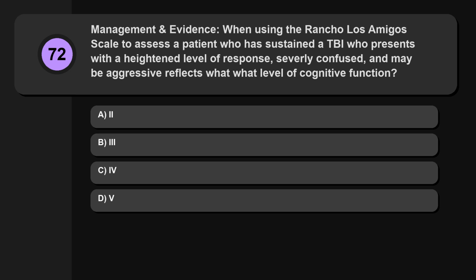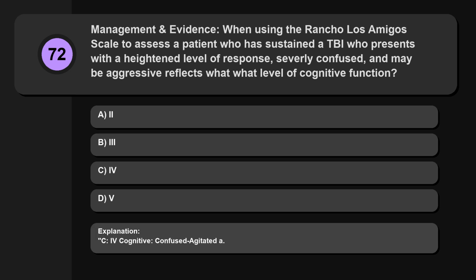Question 72. Management and evidence. When using the Rancho Los Amigos scale to assess a patient who has sustained a TBI who presents with a heightened level of response, severely confused, and may be aggressive, reflects what level of cognitive function? Option A 2, Option B 3, Option C 4, Option D 5. The correct answer is option C, for cognitive, confused, agitated.